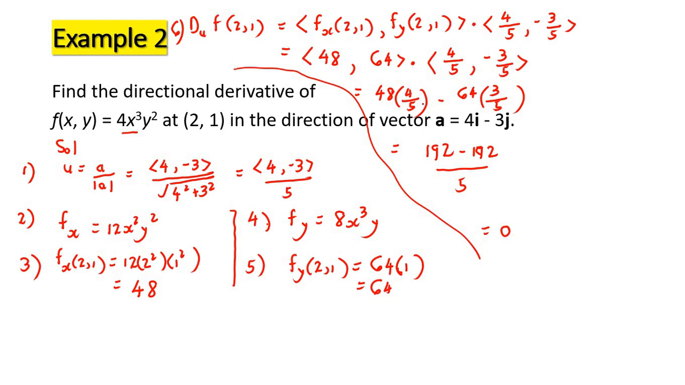Compared to example 2, in example 1 the question directly gives the unit vector. This question gives vector a, so you have to convert it to a unit vector, meaning vector a divided by the magnitude of a. Then the directional derivative at the point (2,1) will be f_x(2,1) i plus f_y(2,1) j dotted with the unit vector. Doing the dot product, component i times i, and i dot i is 1, plus component j times j, and j dot j is 1. So we get the answer 0.